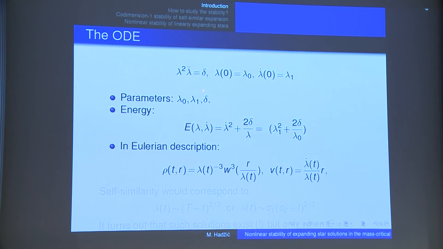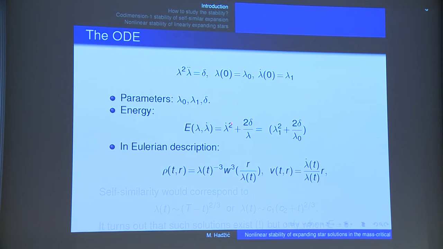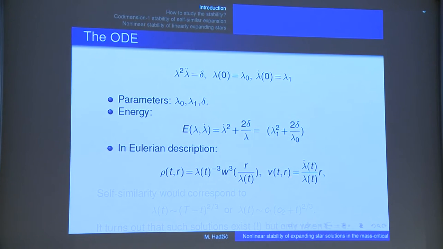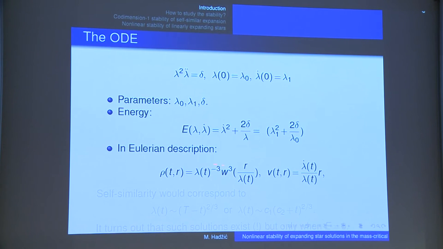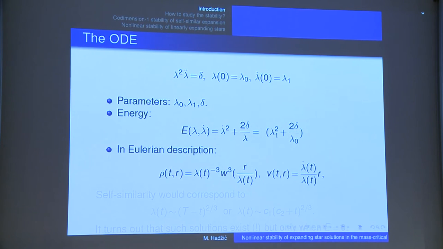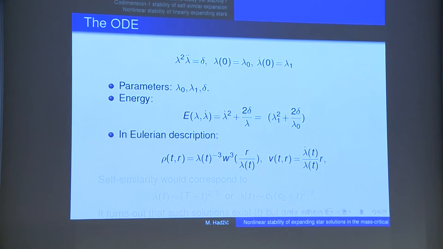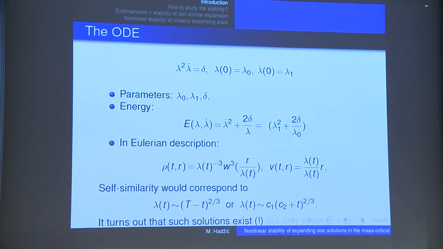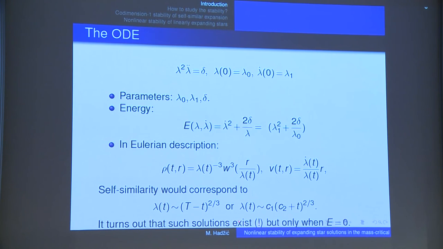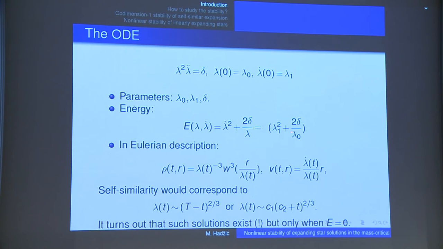There is a conserved energy associated with this ODE. It's trivial. It's this quantity here, lambda dot squared plus 2 delta over lambda. In the Eulerian description, so you can always go back and recover the original solution, the density and the velocity will look like this. The key point, the density is like lambda to the minus 3. So if lambda is shrinking, density is blowing up. If lambda is expanding, the fluid wants to tear itself apart, and the density is decaying. Remember, as I mentioned, self-similarity would correspond to these numbers here, 2/3. So it turns out that self-similar solutions exist, but only when the energy is zero. If energy is not zero, they're not going to obey the 2/3 law.